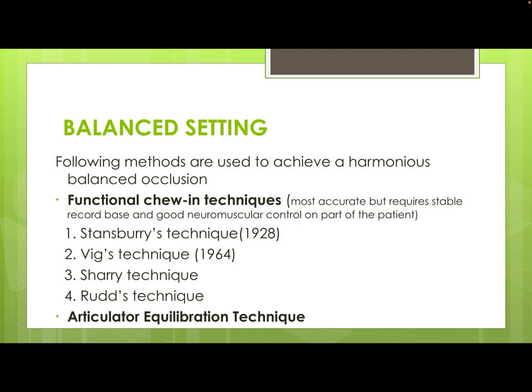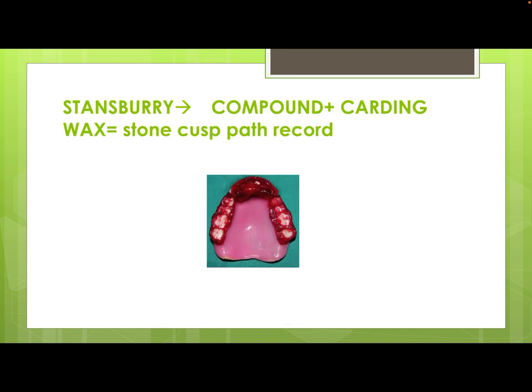The compound occlusal rim was at least twice the width of the molar teeth and sufficient in height to receive an impression of the central fossa of the lower teeth. This occlusal rim was then heated and placed in the articulator and the impression of the fossa of all the opposing teeth. So that is the Sainsbury technique. So the materials that they use here are the compound and the carding wax.